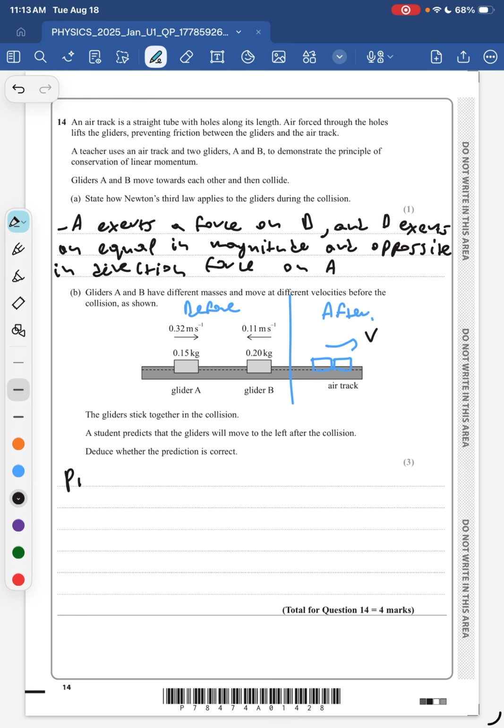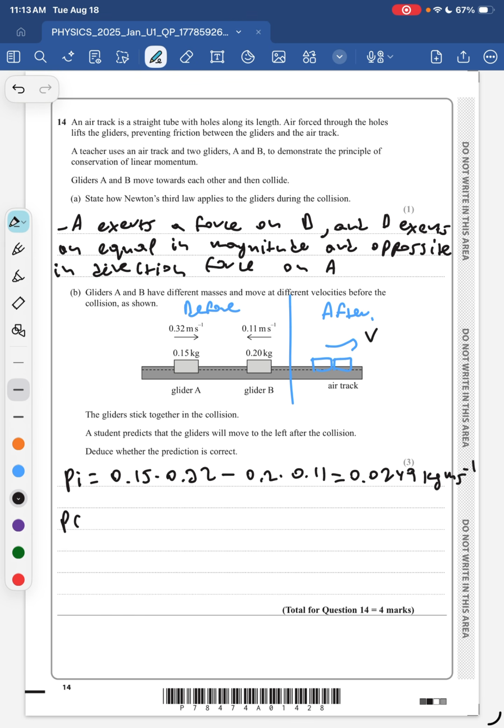Okay, the initial momentum is 0.15 times 0.32 minus, because the minus sign for glider B comes from the fact that it moves to the left. Okay, so minus 0.2 times 0.11, and this yields 0.0249 kilograms meters per second. Okay, so immediately see that they have to move to the right because it had to be negative, right?